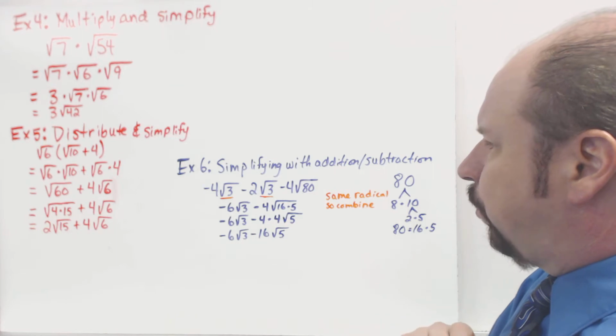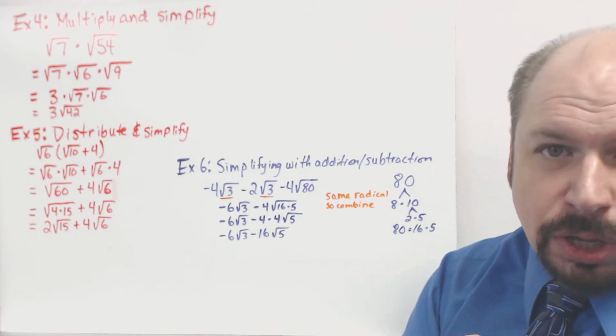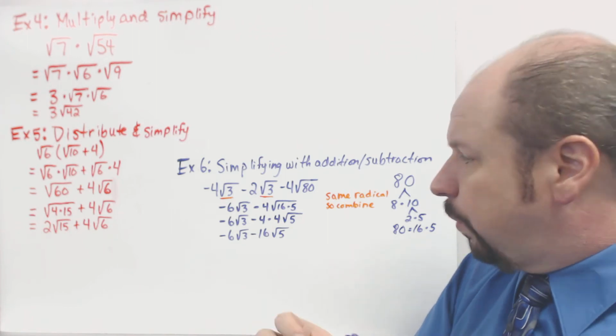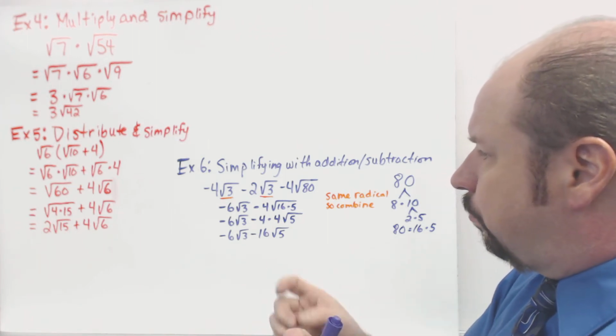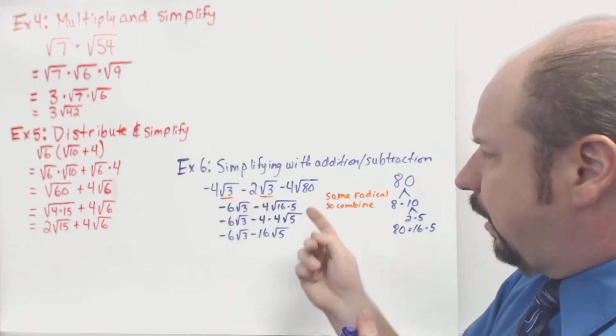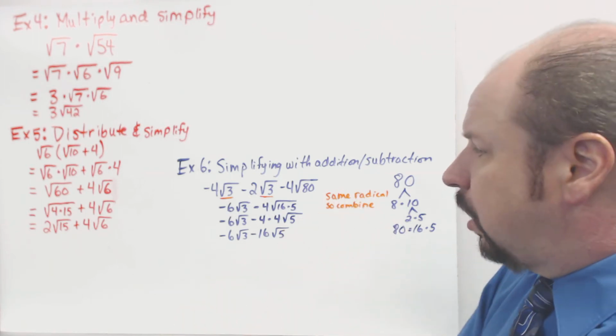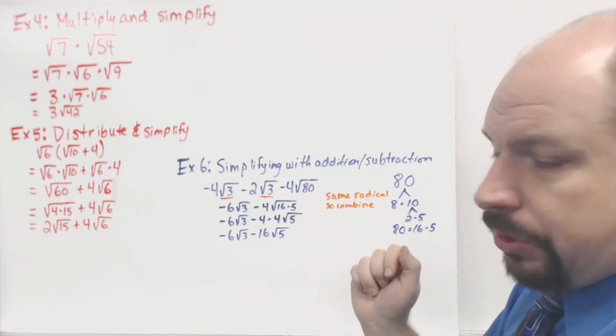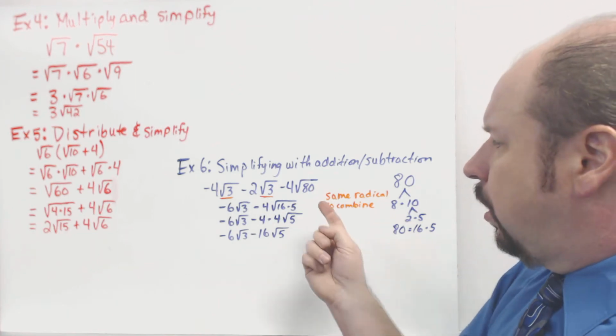And then the last one, simplifying with addition or subtraction. So you'll see some problems like this when we simplify them or combine like terms. We will have some that are alike and some that maybe are not alike. So in this one, negative 4 root 3 minus 2 root 3 minus 4 square root 80.